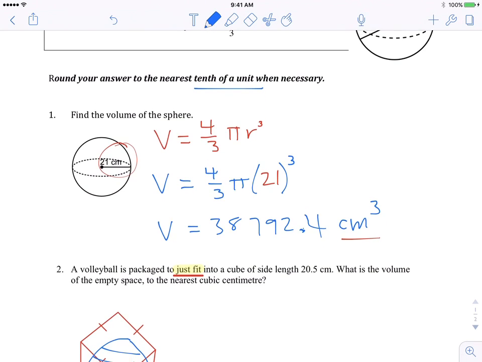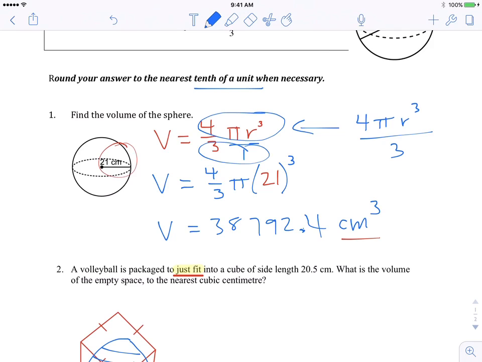Another way you could do this, when you're calculating, you can type in 4 times pi times 21 cubed and then divide all that by 3. Because technically, I think we mentioned this in class the other day, the formula is really pi r cubed over 3, right? Because this portion here is over 1, so you have numerator times numerator, and denominator times denominator.